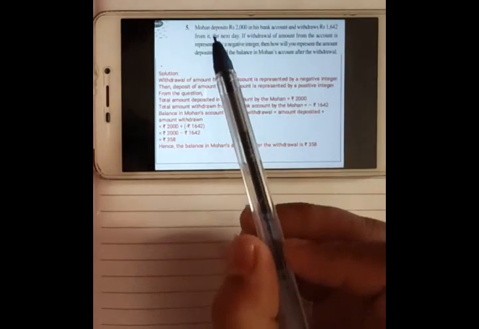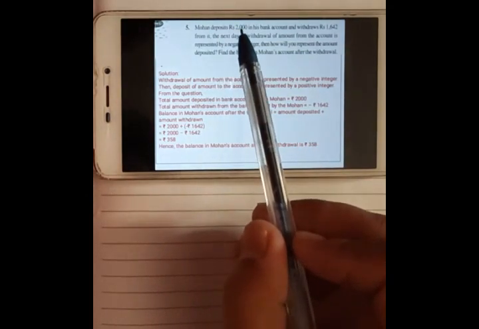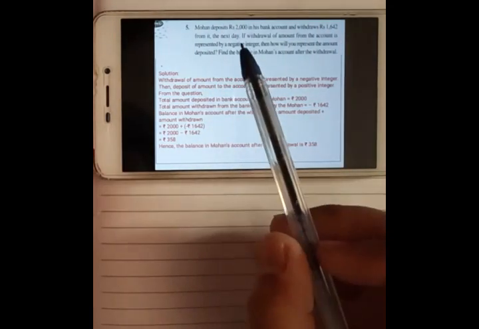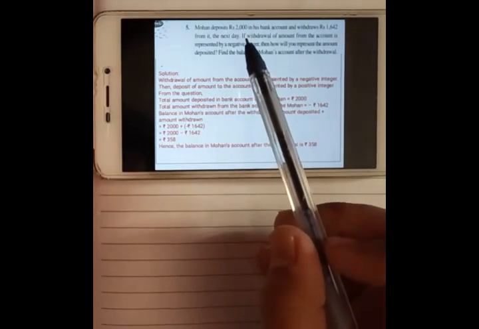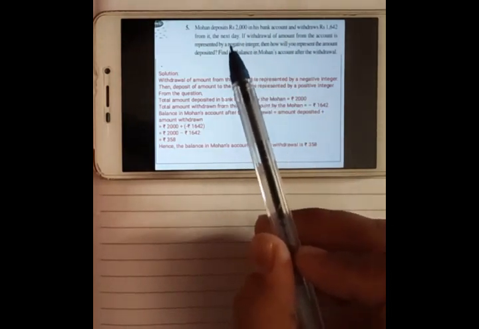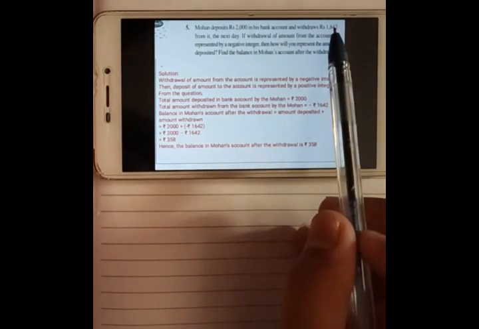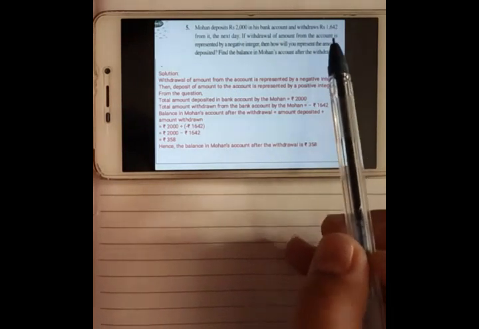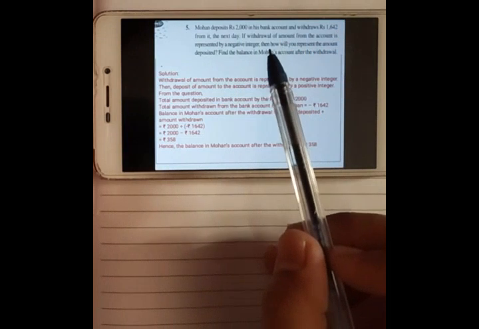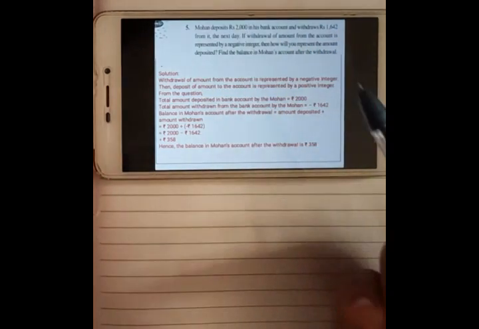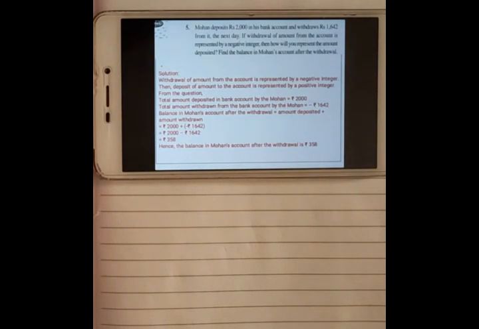So the question is very easy. Mohan deposits rupees 2,000 and withdraws 1,642. It's simple, but they have said to us that if withdrawal of amount is represented by a negative integer, withdrawal of amount means this amount 1,642 will be indicated by a negative integer. And how will you represent the amount deposited? Of course it will be positive, but how to do this? Even I have done this, but I am solving it right now also. Okay.